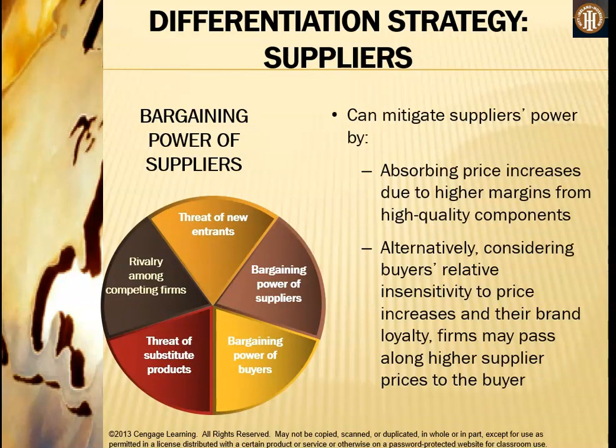As it relates to the bargaining power of suppliers, the differentiated firm can mitigate suppliers' power by absorbing price increases due to high margins from high-quality components. Alternatively, considering buyers' relative insensitivity to price increases and their brand loyalty, firms may pass along higher supplier prices to the buyer.